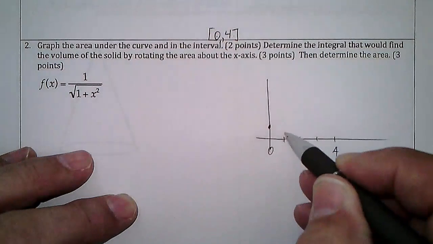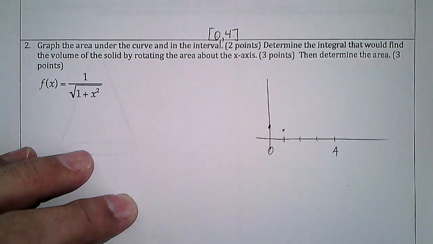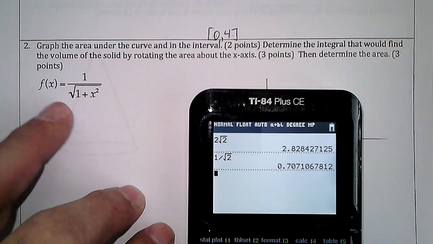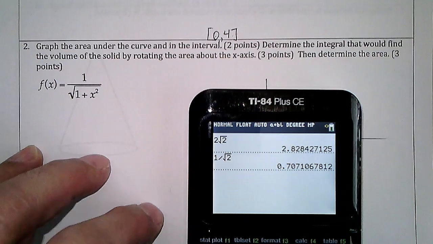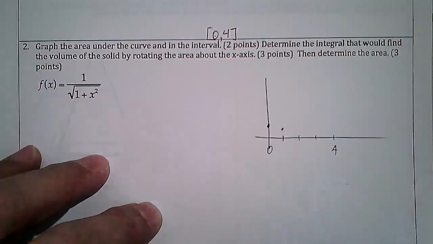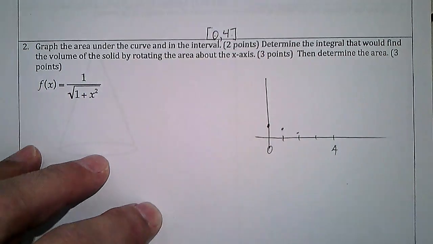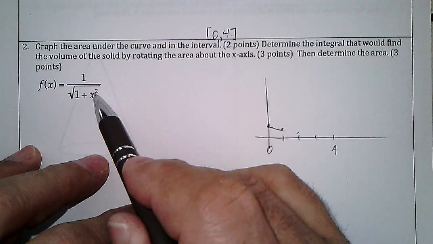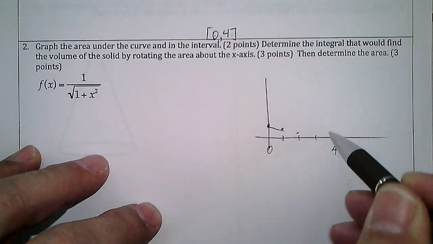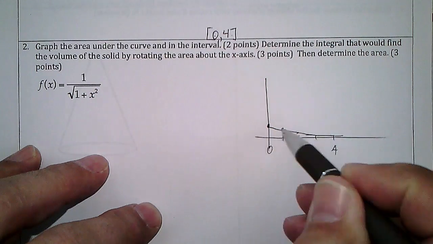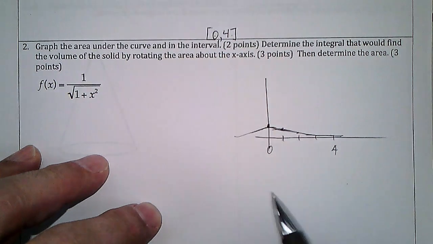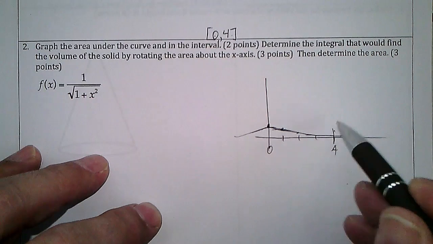0.7. And if I put in 2, I get 1 over the square root of 5, which is 0.4. And this continues going down. If I put 4 in there, I get 4 squared is 16 plus 1, so 1 over the square root of 17, which is even smaller, so it's just curving down. If you actually graph it on the calculator, it'll do something like that, but we only need from 0 to 4.